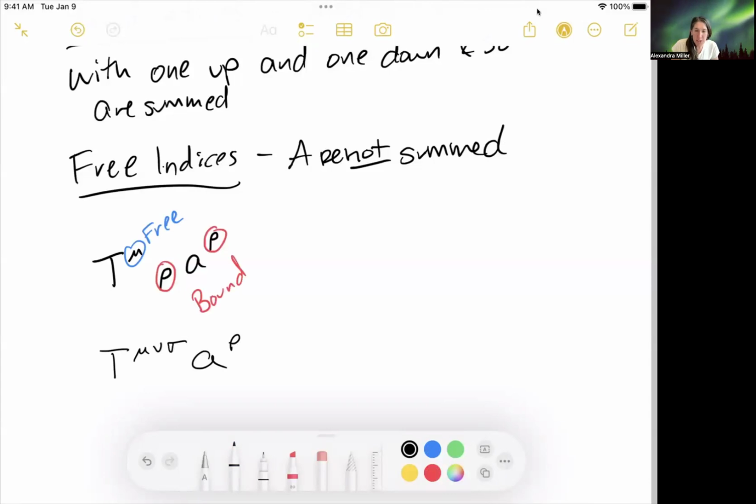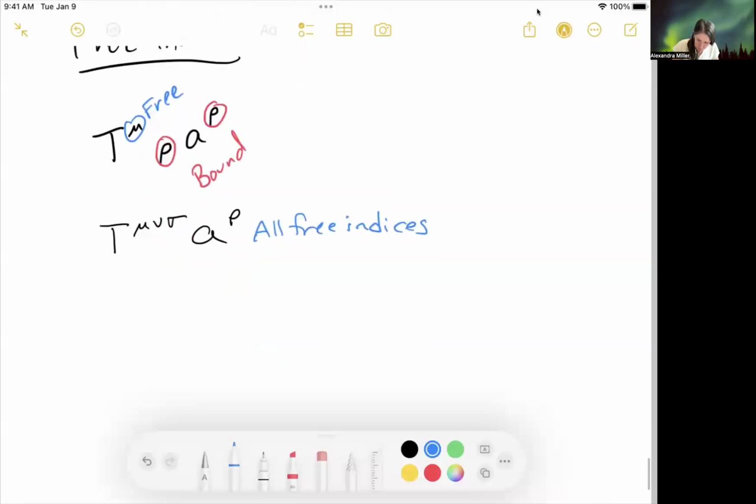All right, in this expression, we have four different indices. They're all different from each other. None of them are summed over, so these are all free indices. What about now? All of our indices are repeated, right? We have this mu, mu, nu, nu, so these are all bound.